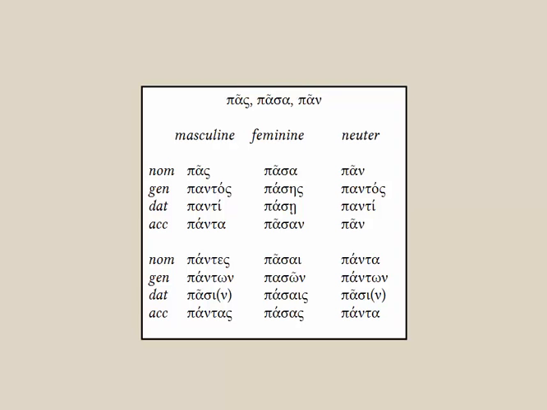So there's really nothing new to learn here, but note that this paradigm of pas, pasa, pan is not only an example of an adjective using third declension endings, it's also one of the 12 core patterns to learn. And that's because it will play an important role when we come to the participles. So pay special attention to this pattern and learn it well. But let's move on to something a bit more challenging.